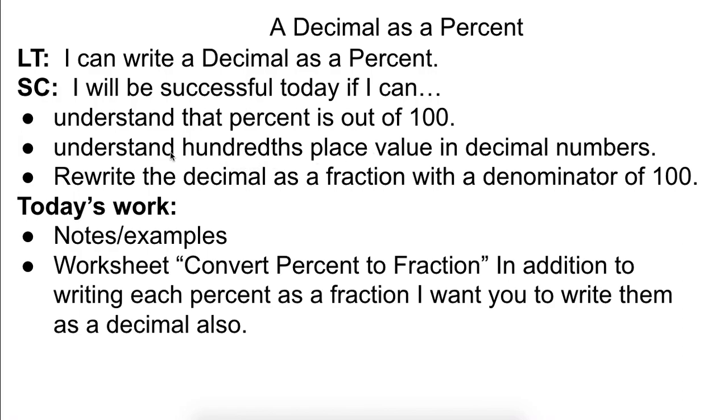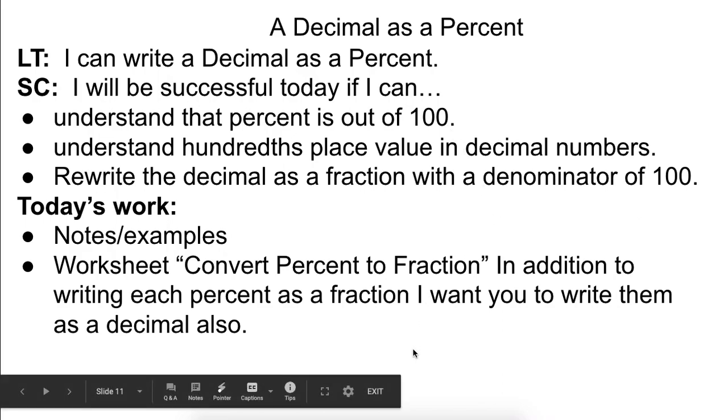If you can understand the hundredths place value in decimal numbers, if you understand where the hundredths is, then you can rewrite a decimal as a fraction with a denominator over 100. It needs to be over 100. So that's going to be the key there as we rewrite these. It always has to be out of 100 because percent is out of 100. So let's go ahead and look at our first example here.